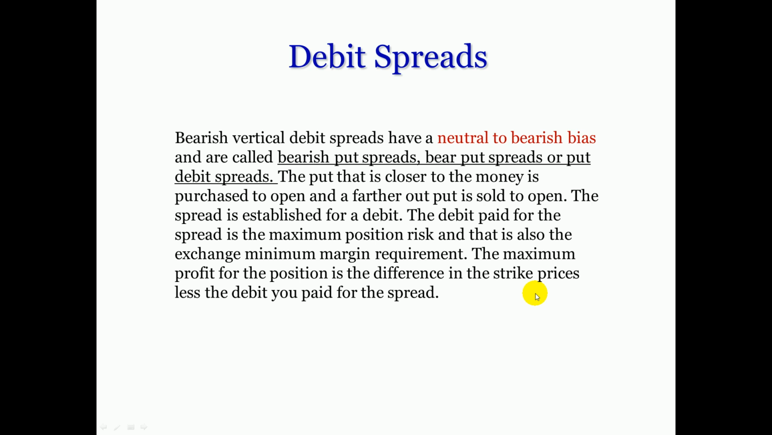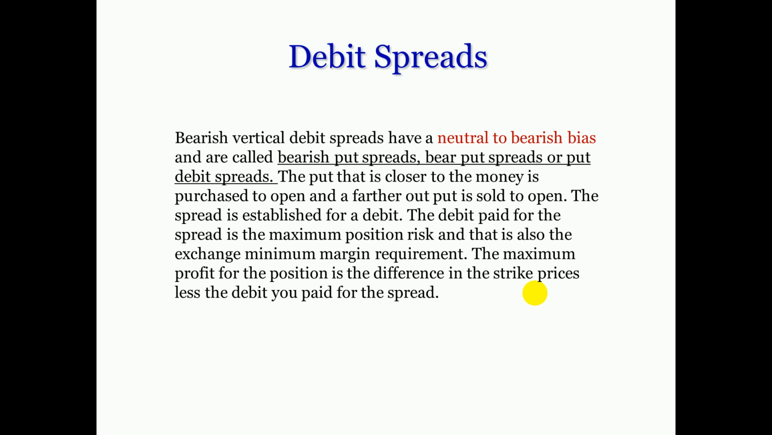Bearish vertical debit spreads have a neutral to bearish bias. They're also called bearish put spreads, bear put spreads, or put debit spreads. So the put that's closer to the money is purchased to open, and the farther out put is sold to open. The spread's established for a debit. The debit paid for the spread is also the maximum position risk, and that's also the exchange minimum margin requirement.